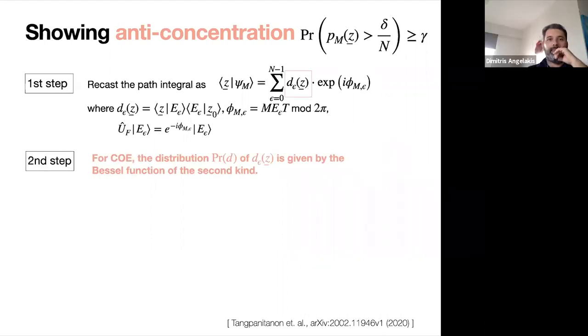The second step is we use a well-known identity from the COE that the distribution of the D here would follow what is known as the Bessel function of the second kind. You can think of this as some kind of very close to uniform distribution.